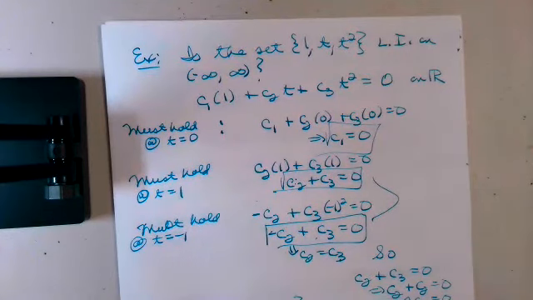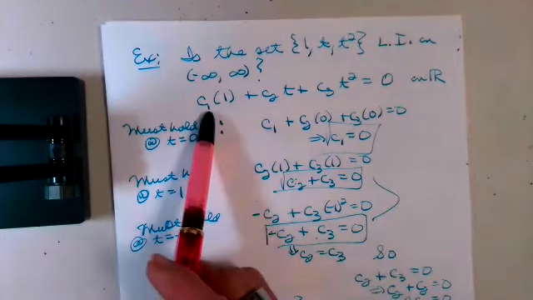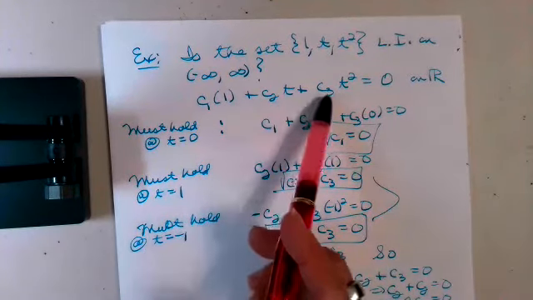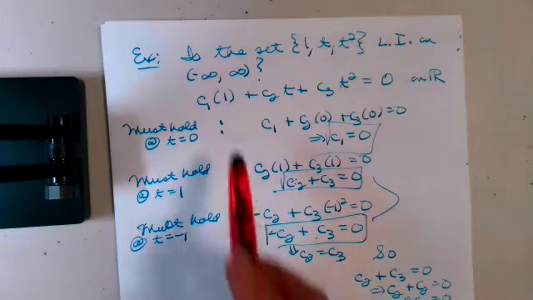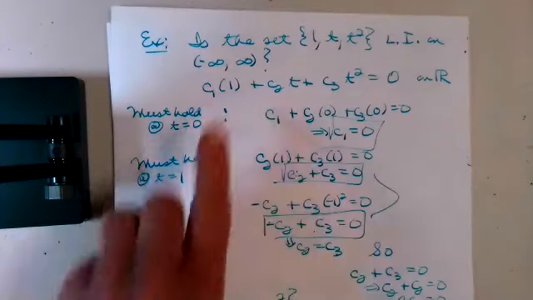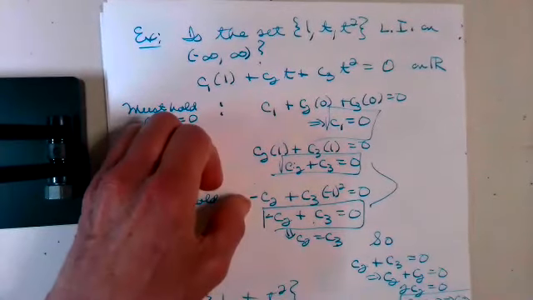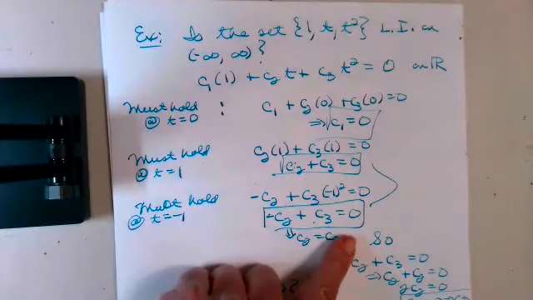All right, this equation also has to hold at t equals 1 because it has to hold for every real number. Now we already know that C1 is 0, so that'll say that C2 times 1 plus C3 times 1 has to equal 0. So it says C2 plus C3 is 0. It also has to hold at t equals minus 1. So what's the equation at t equals minus 1? C1 is 0, and then we have minus C2 plus C3 times minus 1 squared equals 0.